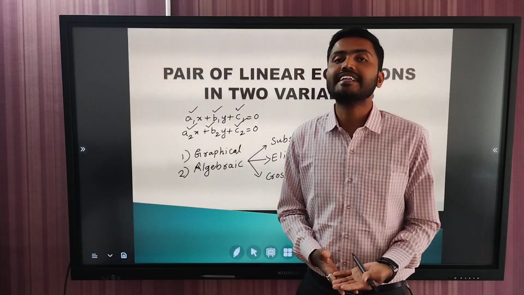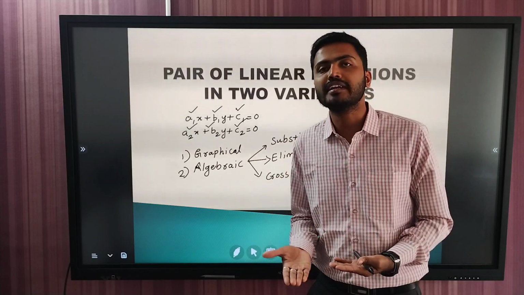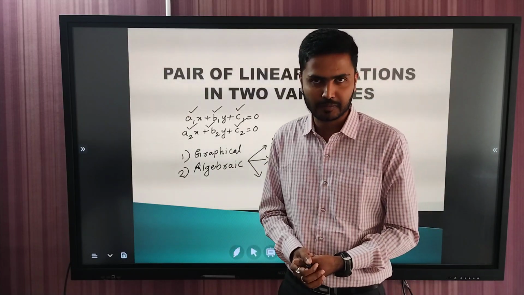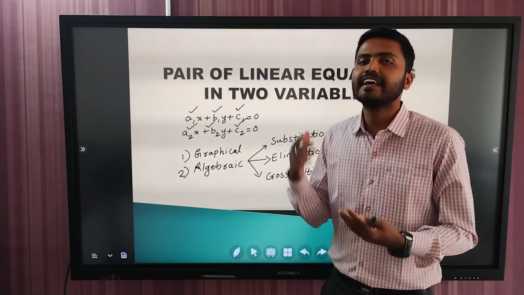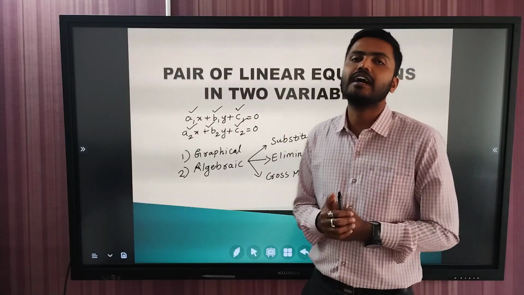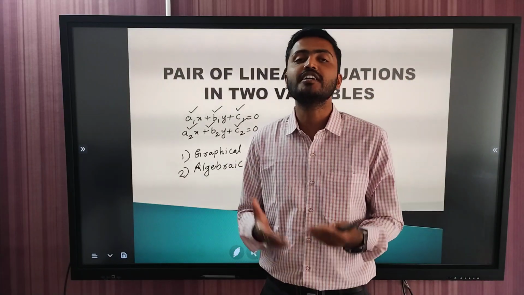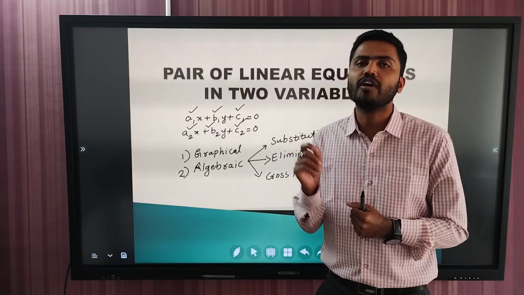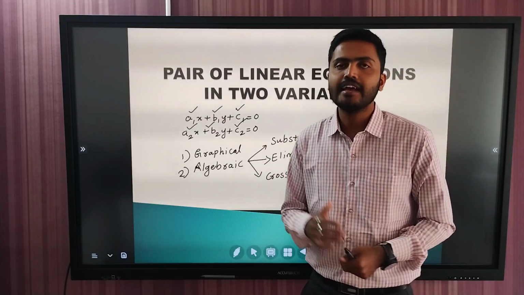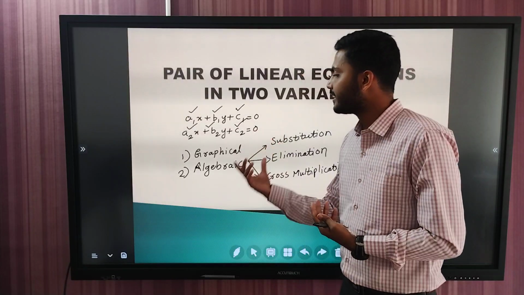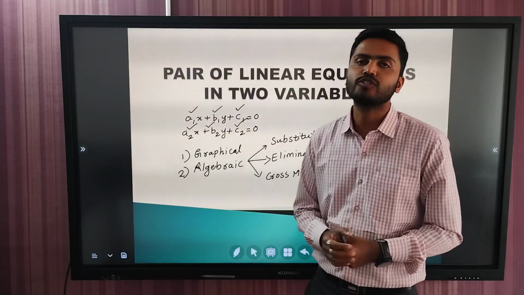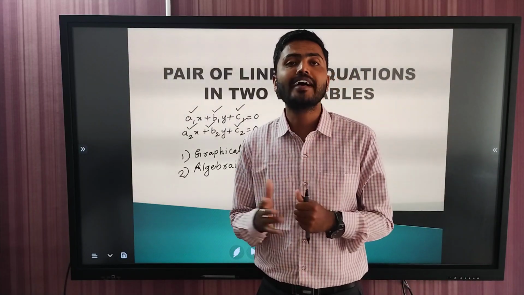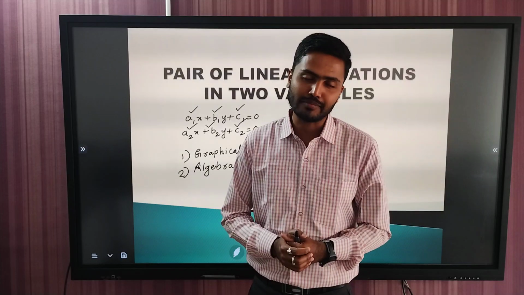Why? Because irrational numbers have a non-terminating, non-repeating decimal expansion. So if we try to plot those on the graph, it would be really difficult to get the accurate point. Correct? And that is the reason we were introduced to the algebraic methods of finding the solution of a pair of linear equations in two variables.